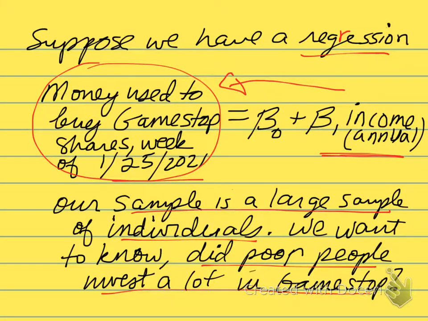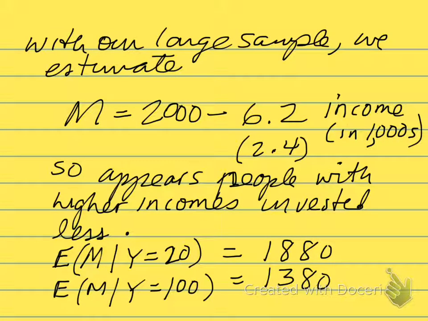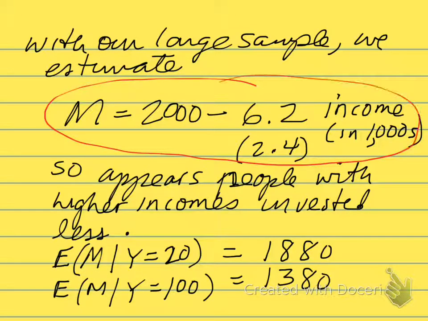And we go ahead and collect our large sample, and we run our estimated regression, and let's say this is what we get: the money invested equals 2,000 minus 6.2 times the level of income, where we're measuring the level of income in thousands of dollars. So 20 means your income is $20,000, 50 means your income is $50,000, and 100 means your income is $100,000.